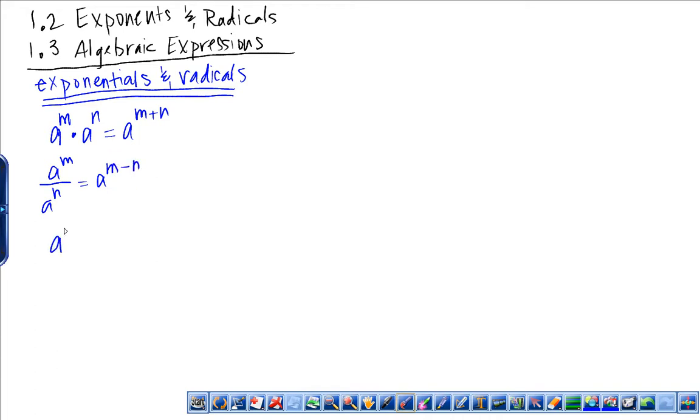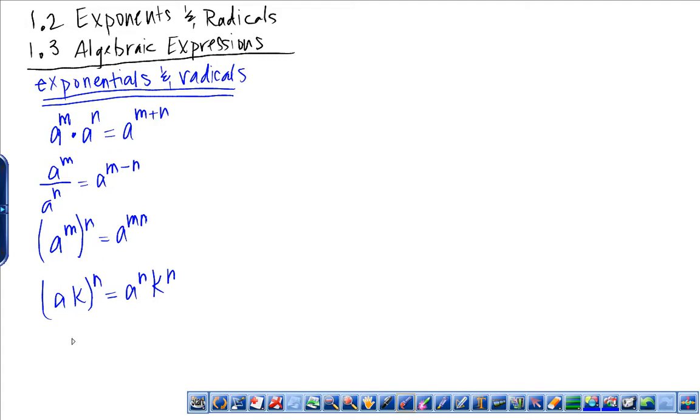Base of a raised to the m power, and I'm going to raise that again to the n. You're going to multiply that, so that would be a to the mn. Let's change it up. What if I have an a and a k inside now, and I raise that to the n power? Then both of these would be multiplied, so I have an a raised to the n and then also the k raised to the n.